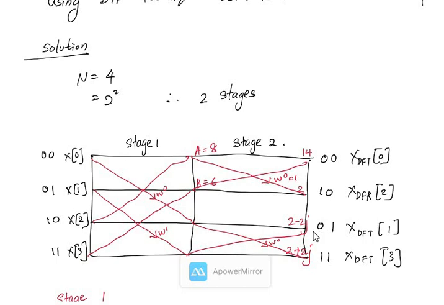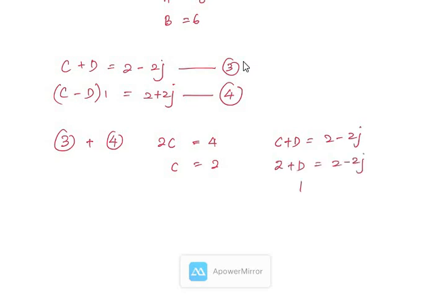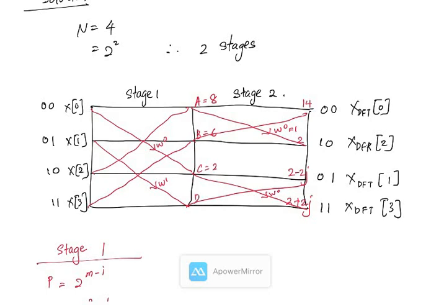Next is C plus D equal to 2 minus 2j, and C minus D multiplied with W0 equal to 2 plus 2j. I assume this one is equation 3 and this one is equation 4. So equation 3 plus equation 4: you have C plus C, you get 2C, D minus D equal to 0, and 2 plus 2 equal to 4, minus j plus 2j equal to 0. Hence C equal to 2. Then I substitute the value of C into equation 3: C plus D equal to 2 minus 2j, so 2 plus D equal to 2 minus 2j. And then I get D equal to minus 2j. So C equal to 2, D equal to minus 2j.